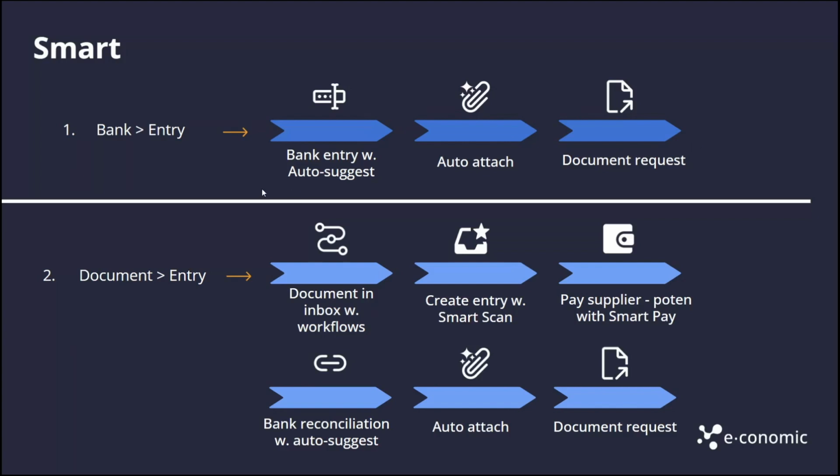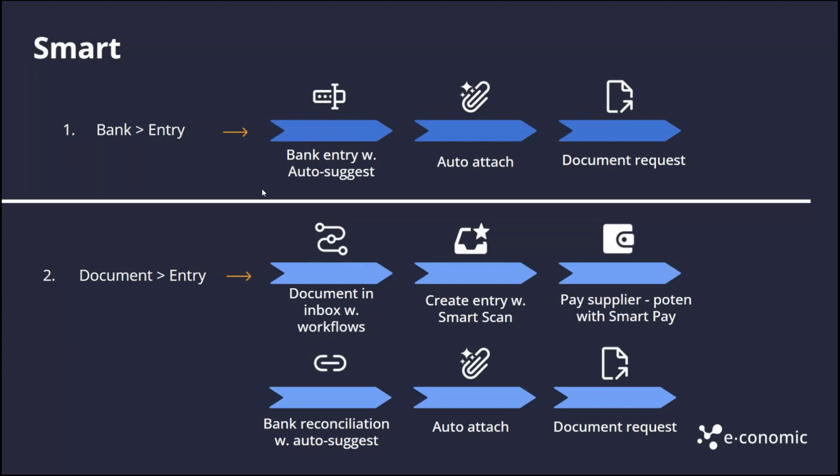So the first one, bank to entry, is the most used bookkeeping method there is in Economic. It has the advantage that it is an easy and simple way to handle the expenses and the income that goes through the bank. Furthermore, it takes its starting point in the bank, which we know for sure is something that we must book in our journals.